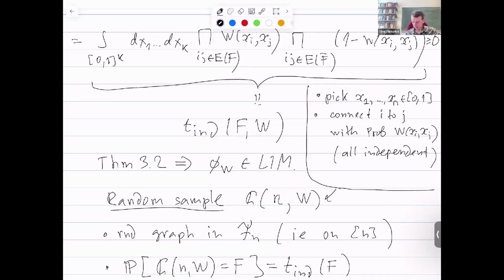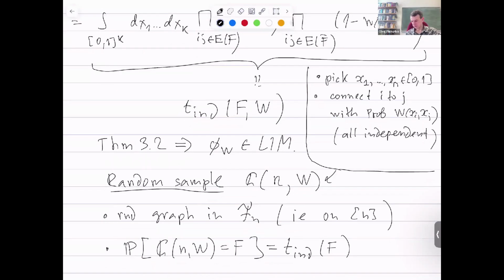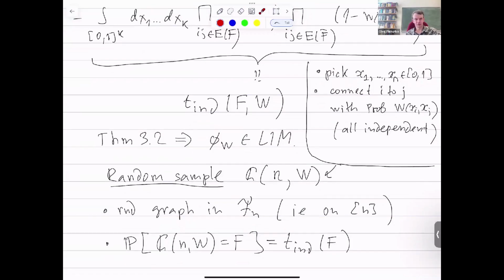But in general, you get an inhomogeneous random graph where you can imagine positions in this interval as the type of a vertex. So if the function is not constant, different vertices have different properties. And then W tells you how two vertices of given types are likely to be connected. So if W is constant, it's a homogeneous model, where all vertices are the same.